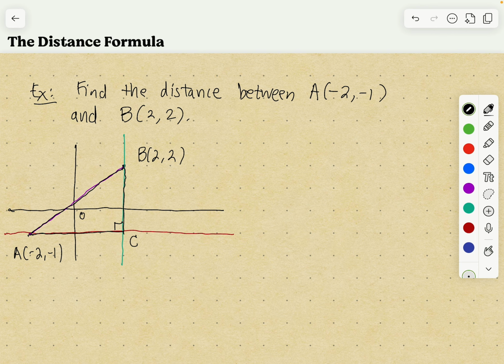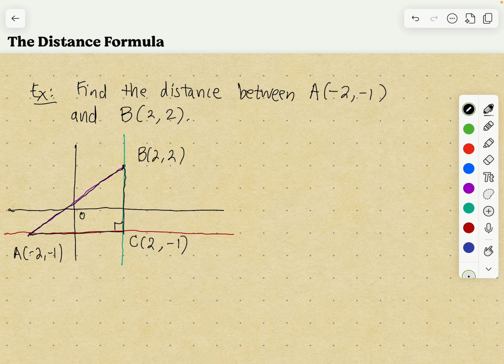C is directly below B, and B, the x-coordinate of B is 2. Therefore, the x-coordinate of C must also be 2. Remember, all the points on this greenish line have the same x-coordinate. And similarly, all the points on this mahogany, reddish brown horizontal line through A have the same y-coordinate. And the y-coordinate of A is -1. Therefore, the y-coordinate of C must also be -1 because A and C are on the same horizontal line.